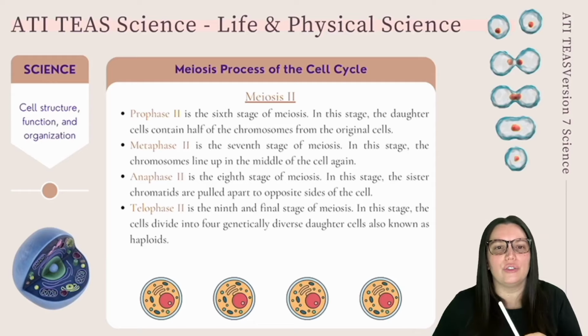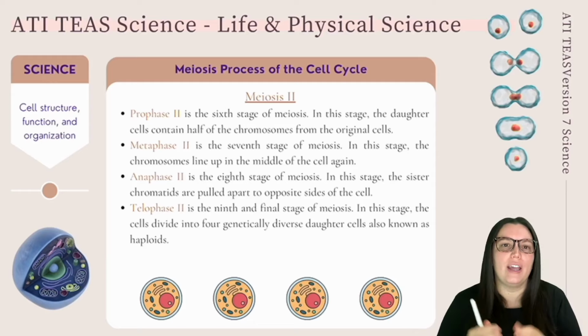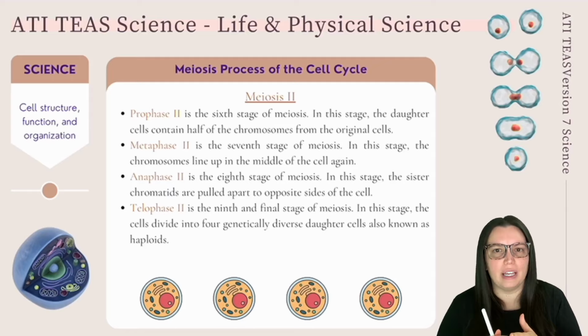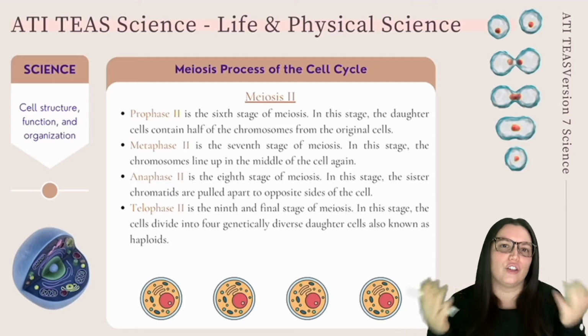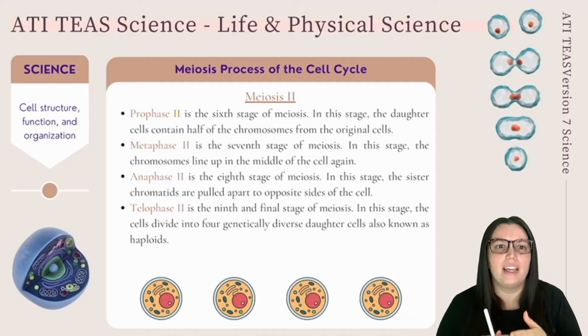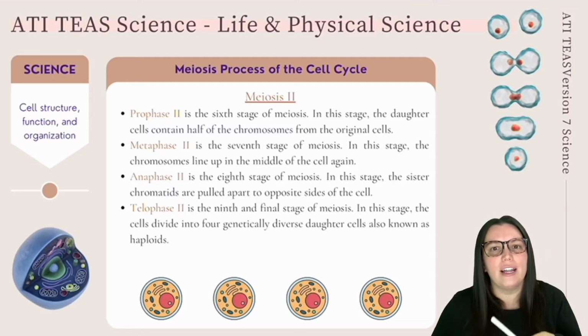So let's take a closer look. As we know, interphase is the first stage of meiosis. The cell grows and carries out normal functions, and DNA starts to replicate. With meiosis one, prophase one is the second stage of meiosis, and in this stage, homologous chromosomes pair and start to cross over.